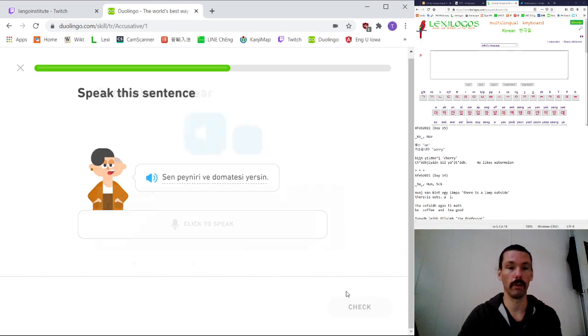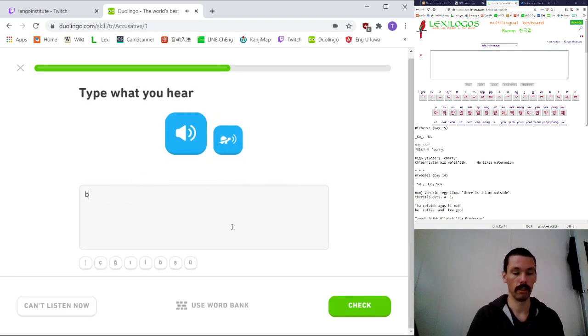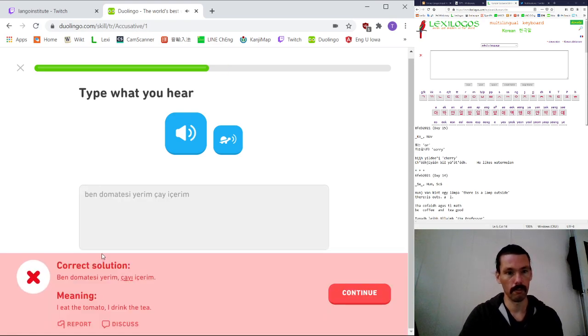Ben domatesi yerim, çayı içerim. I eat the tomato. Ben domatesi yerim, çayı içerim. Çayı. It's gonna be a ch. İçerim. Çayı. Yikes. One little letter missing and the whole thing is just wrong.